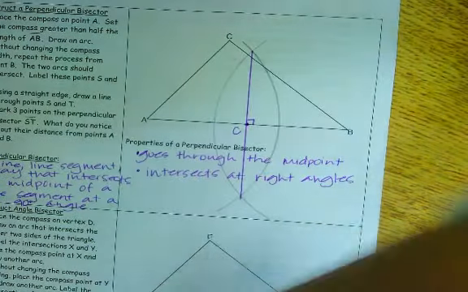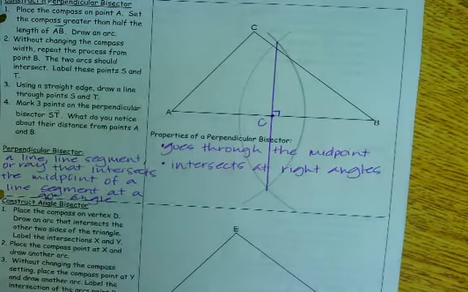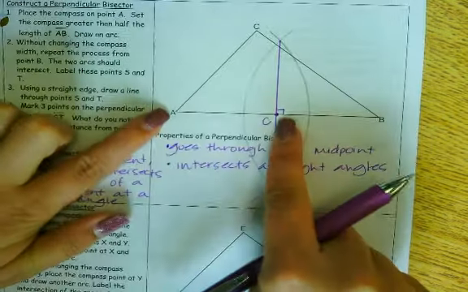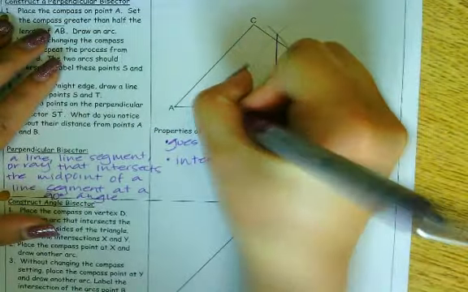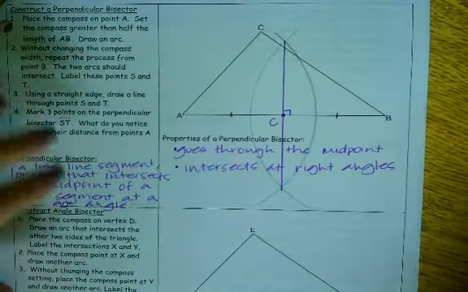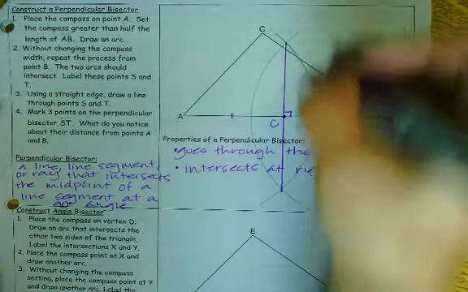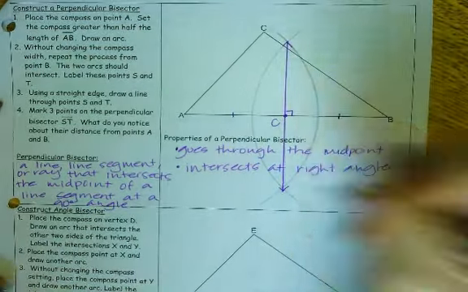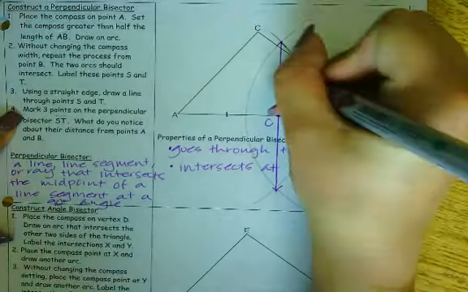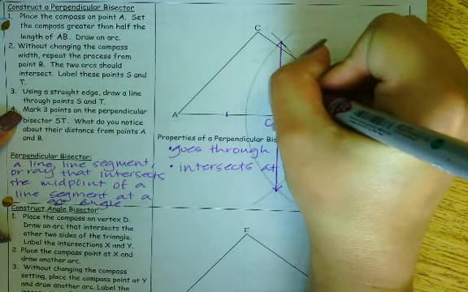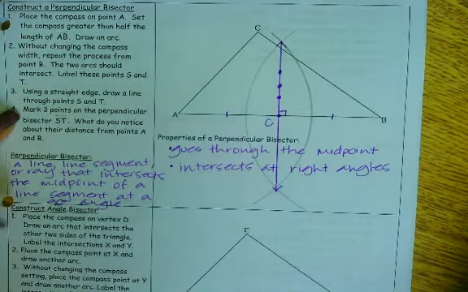Okay, what do we know about AC and CB? What do we know about this length, AC and CB? They're congruent. Why are they congruent? Because it's a bisector. It goes through the midpoint. Okay. It says mark 3 points on the perpendicular bisector ST. So we didn't label it ST, but that's okay. Just mark 3 points along your bisector. Doesn't matter where, just any 3 points.